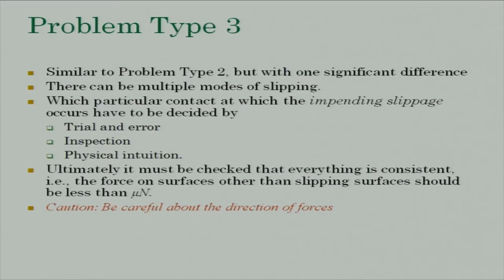Problem number 3 is, again, the rule of thumb, and the most important rule of thumb, is that these types of problems are very similar to problem type 2. But what is different is the total number of extra equations that you need. For example, you get a certain number of equations, a certain number of free bodies, which will provide you a certain number of equations. There will be a certain number of unknowns.